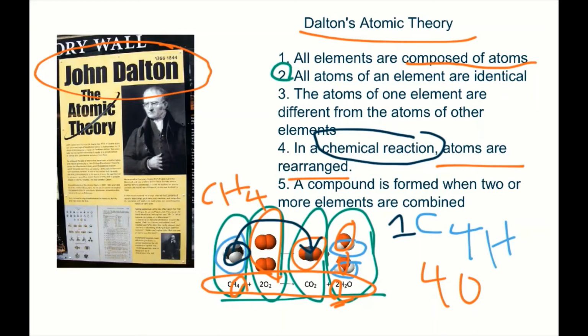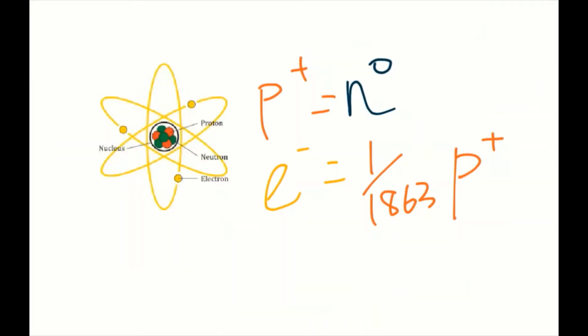So we'll get more into the coefficients and the subscripts later on in future videos, but this is just an introduction. Now, last but not least, a compound is formed when 2 or more elements are combined. Well, isn't that the literal definition of a compound, which was defined in Unit 1? Well, yes, it is. And as a result, Dalton's atomic theory, for the most part, is valid. And yeah, let's move on to the next topic.